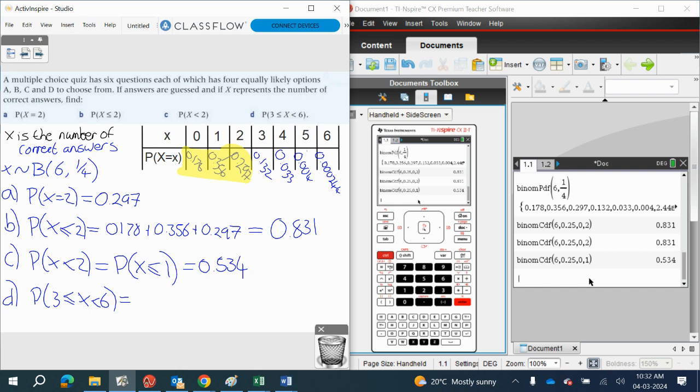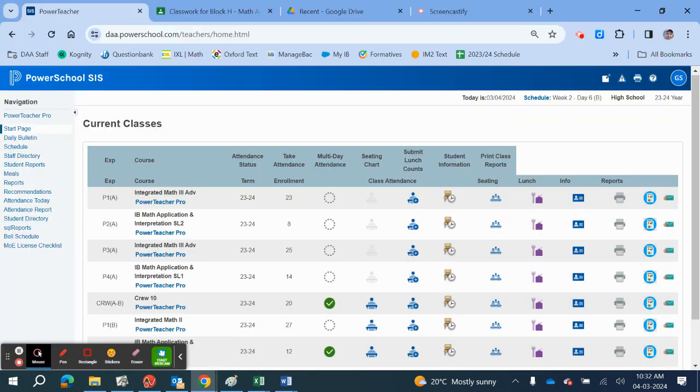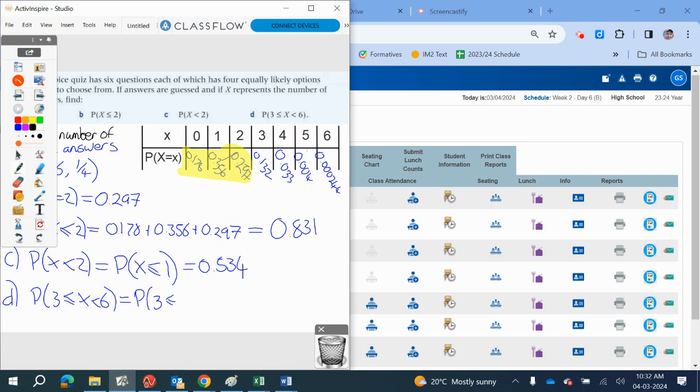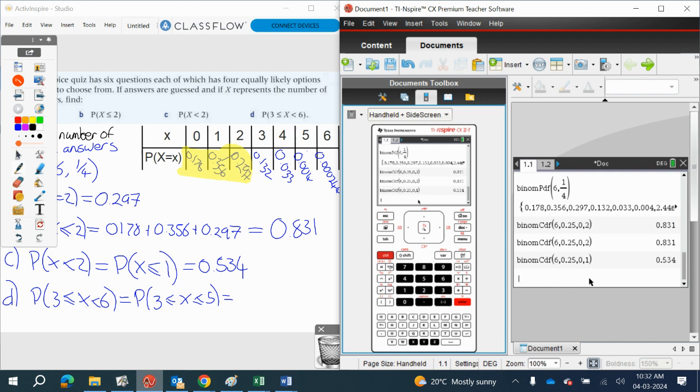Okay, let's have a look at the answer. You should get 0.196169. That's because this probability is the same as the probability of going from 3 up to and including 5. This is what we have to do on the calculator. So I'll just take this. This wants to be 5, 3 to 5. 0.196169.